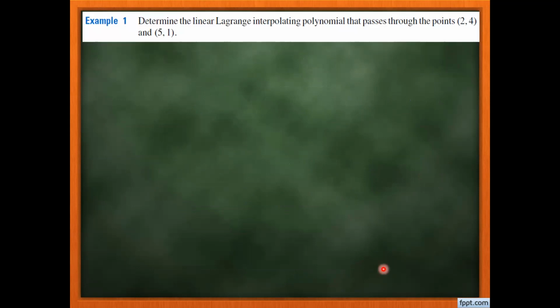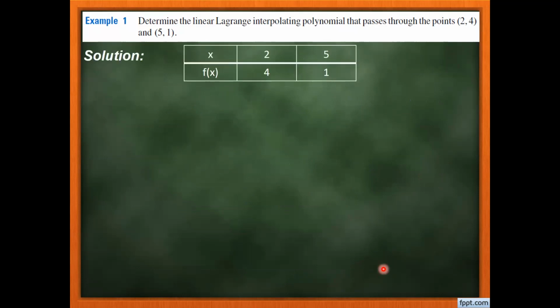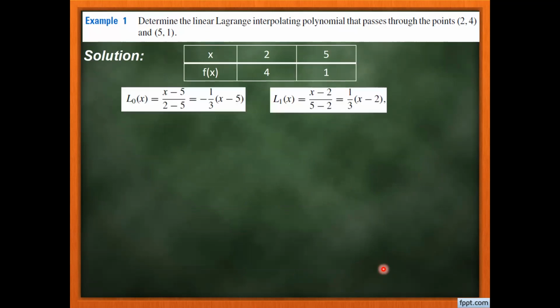Now, let's discuss an example to do a Lagrange interpolation for the two data points, which are (2, 4) and (5, 1). So in tabular form, I can express them like this. Now, by substituting the values, x0 is chosen to be 2, and x1 is chosen to be 5.